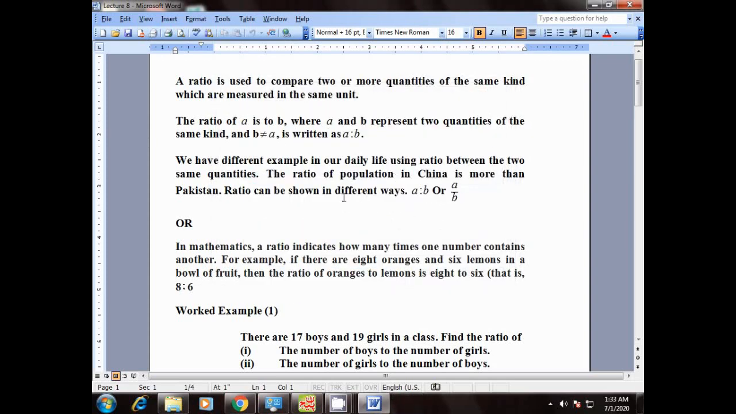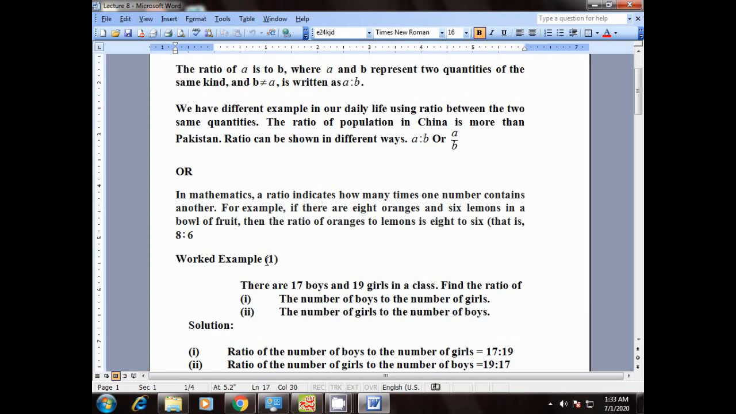Worked example 1, and this example is related to the ratio. There are 17 boys and 19 girls in a class. Find the ratio of the number of boys to the number of girls, and let's find the ratio of the number of girls to the number of boys. It means that we want to find what is the ratio of boys to the girls and what is the ratio of girls to the boys in the class.